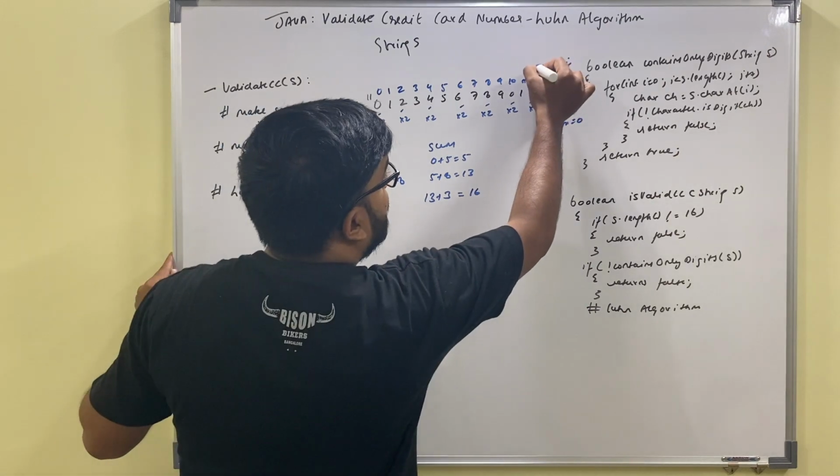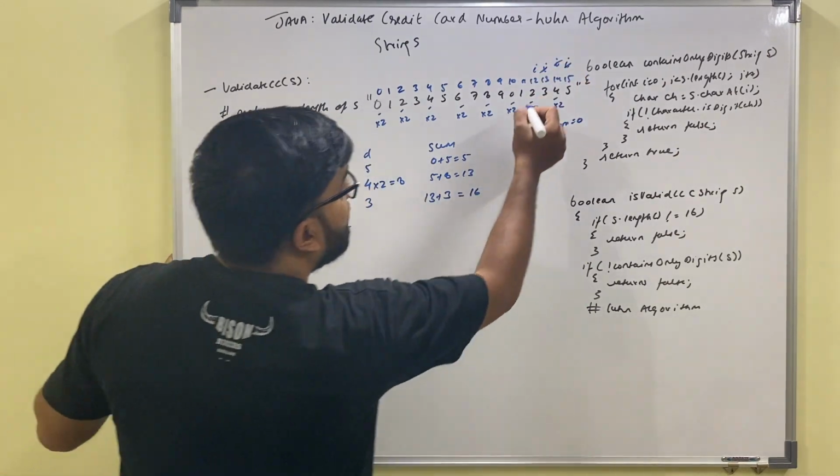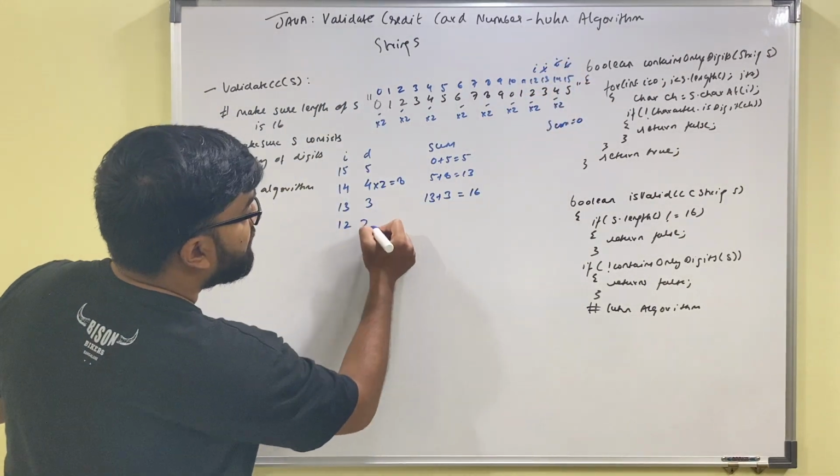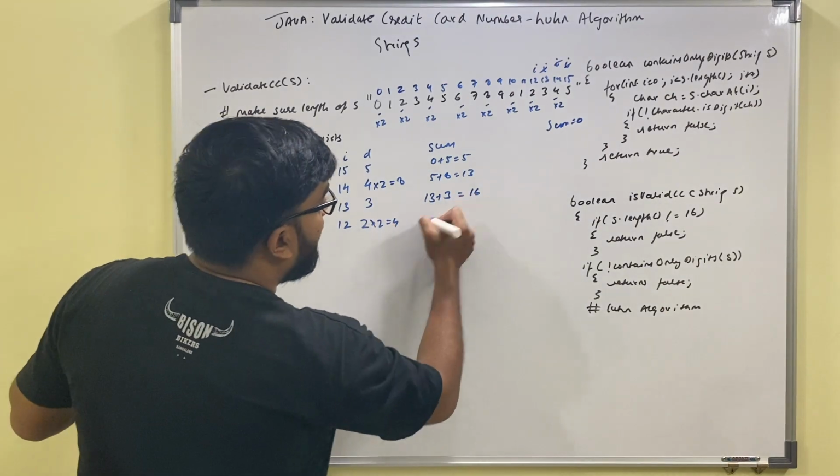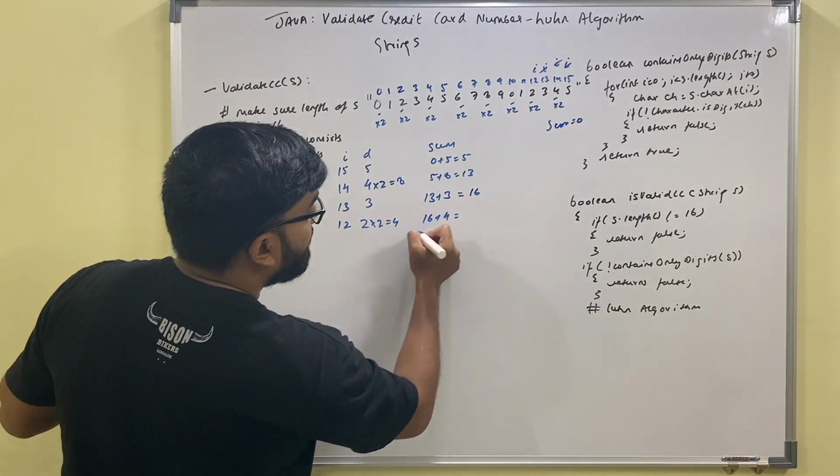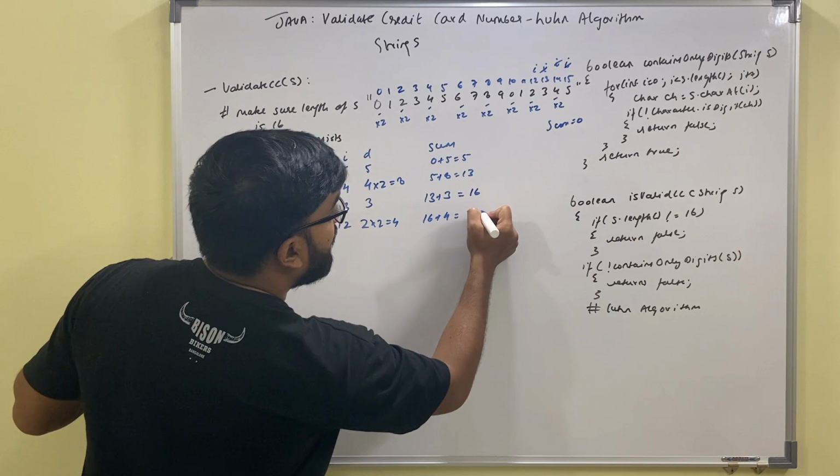Okay, I come to 12. At 12 I need to double. My digit is 2. I double it, I get 4. I add 16, which is the old sum, plus 4, I get 20.